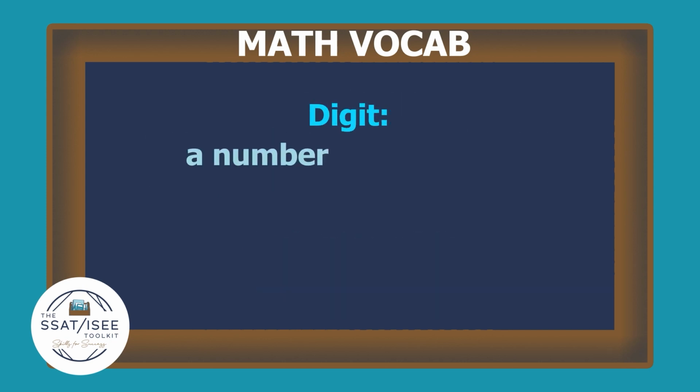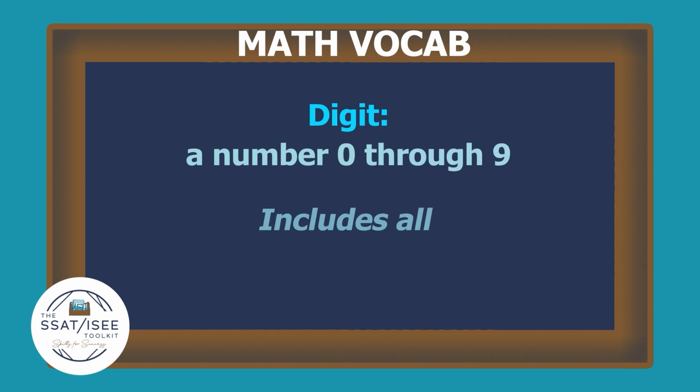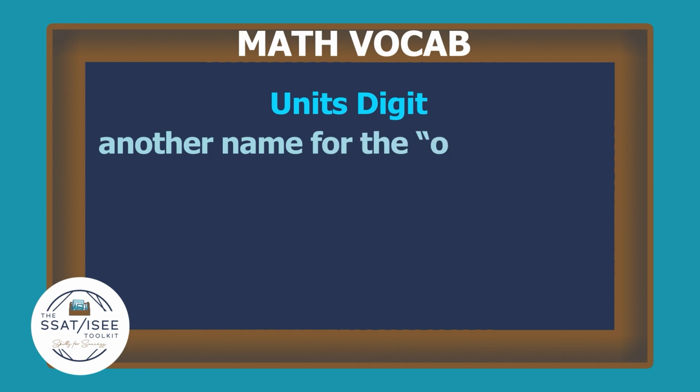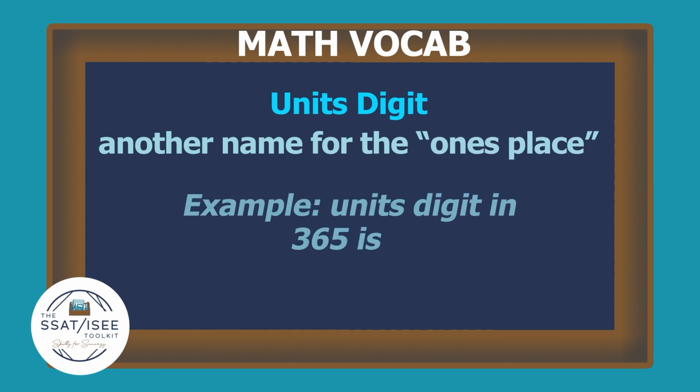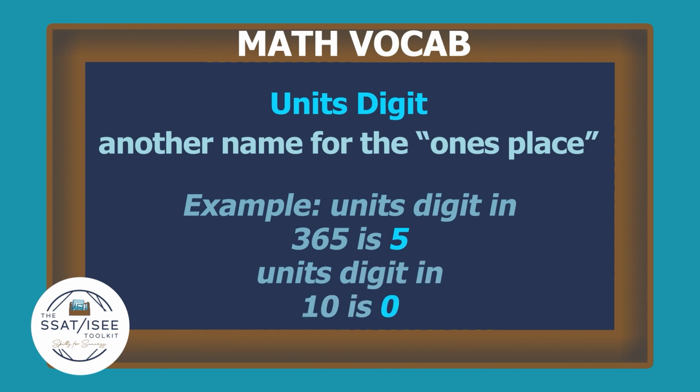A digit is a number 0 through 9. It includes all of the numbers from 0 to 9. The units digit is another name for the ones place. For example, the units digit in the number 365 is 5. The units digit in the number 10 is 0.